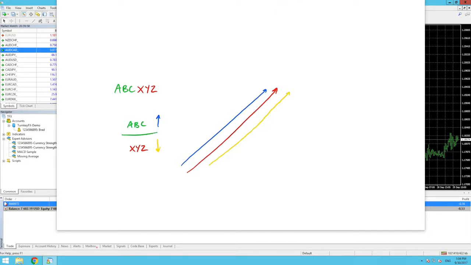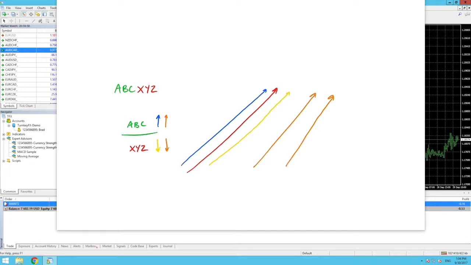Alternatively, both things could be happening at the exact same time. The value of ABC could be increasing at the exact same time while the value of XYZ were decreasing, resulting in two individual currencies pushing for the exact same trend.